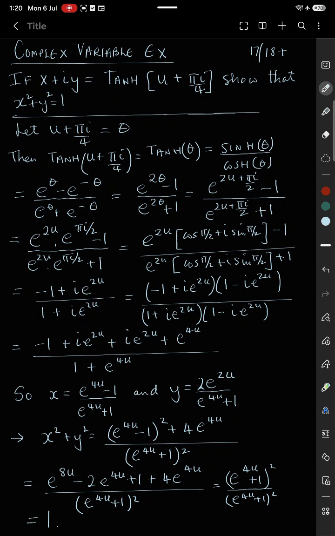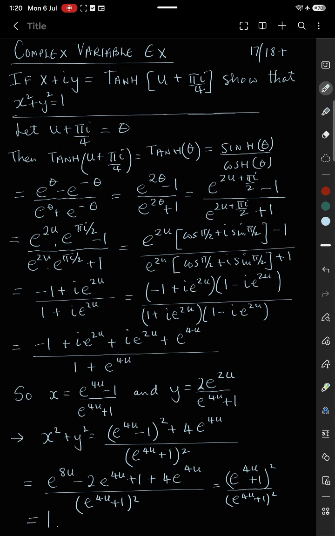So let the argument u plus pi i over 4 equal theta for convenience, and then hyperbolic tan of u plus pi i upon 4 equals hyperbolic tan of theta, which is sinh theta over cosh theta. Okay, and since sinh theta is e to theta minus e to the minus theta over 2, and cosh the same, except it's a plus e to the minus theta, when you divide them, the 2's in the denominator cancel out, so that comes down to e to the theta minus e to the minus theta over e to the theta plus e to the minus theta.